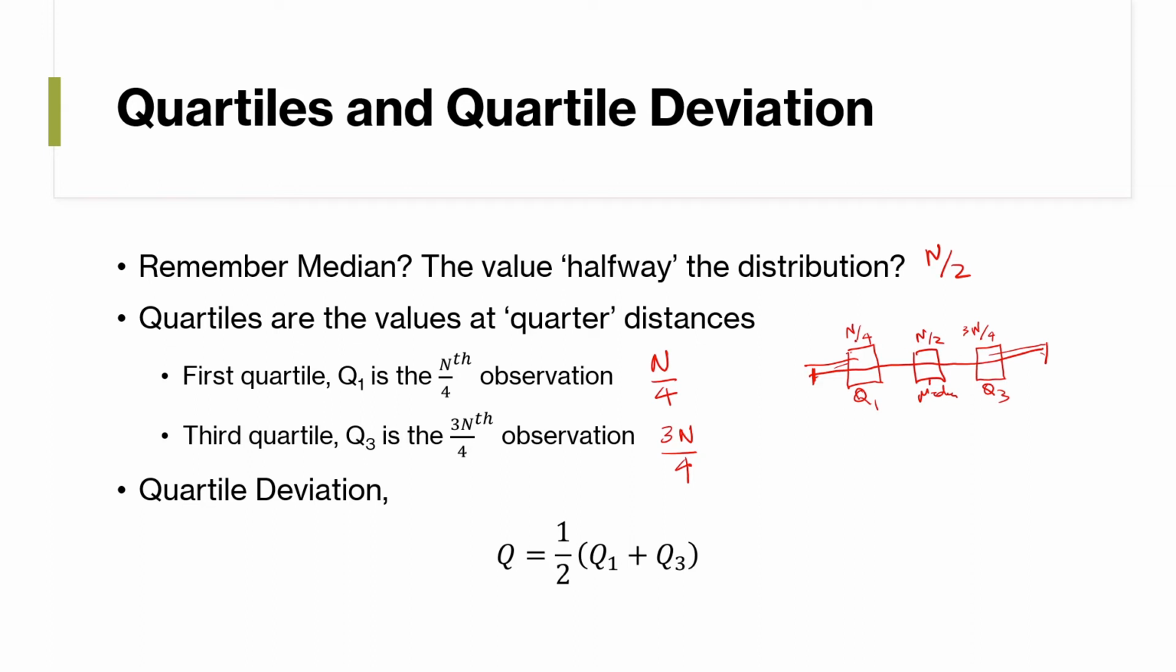Another interesting observation is that the first quarter is called the first quartile and the third quarter is called the third quartile. What could be the second quartile? In some books you will notice that median is called the second quartile, because the n by 2nd value, or 2n by 4th value, is nothing but the median itself.